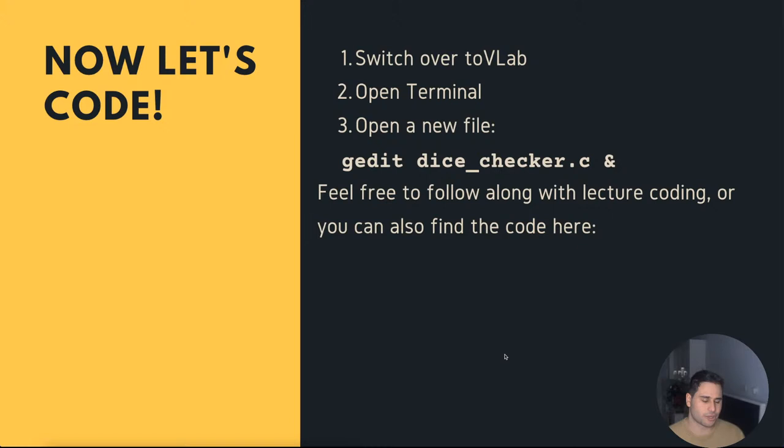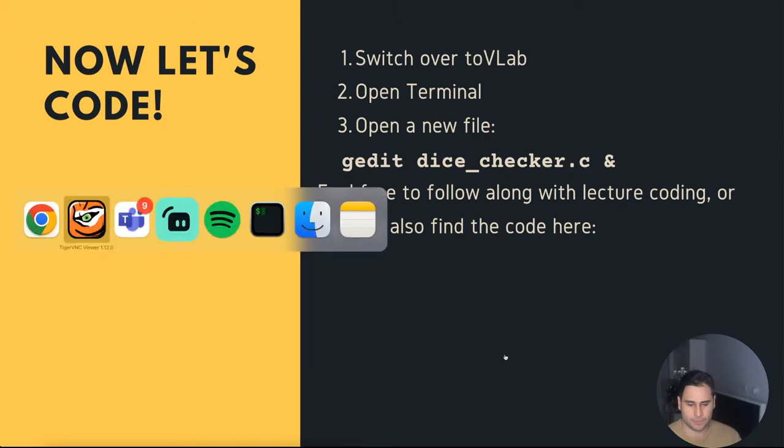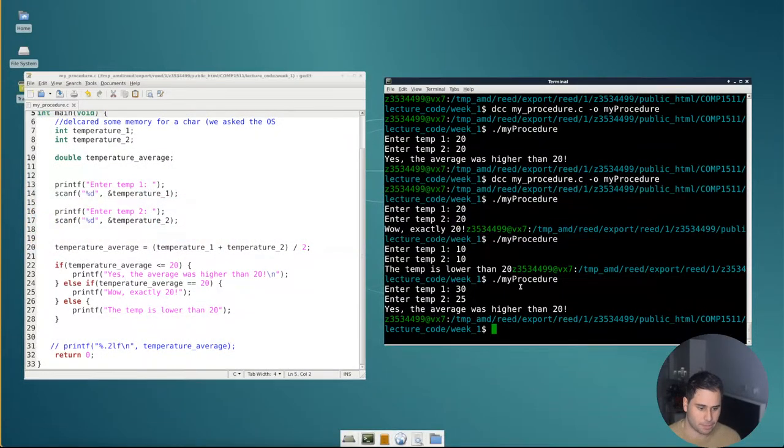So switch over to VLAB, open the terminal, open a new file. We're going to call it Dice Checker. So we're going to make a new program here, and feel free to follow along with the lecture coding, or you can find the code as I save it in the environment.